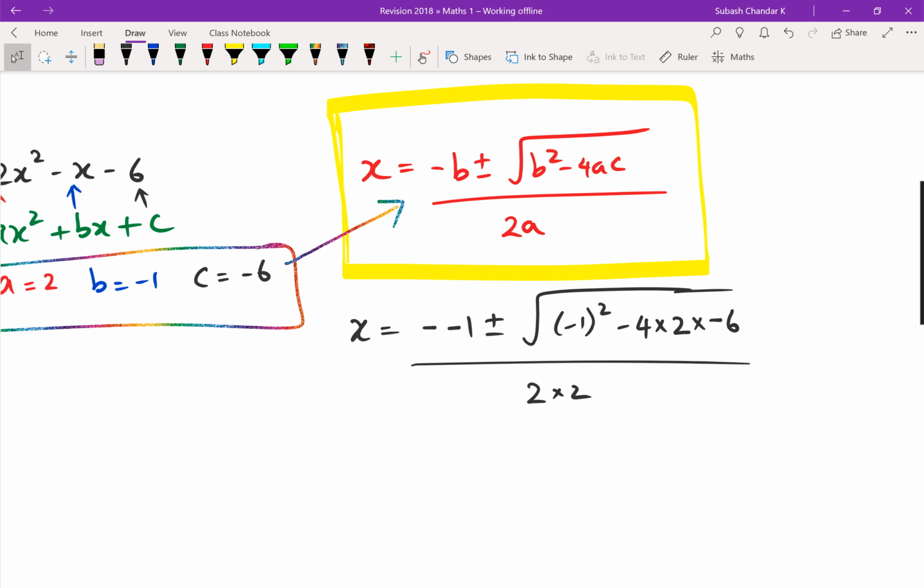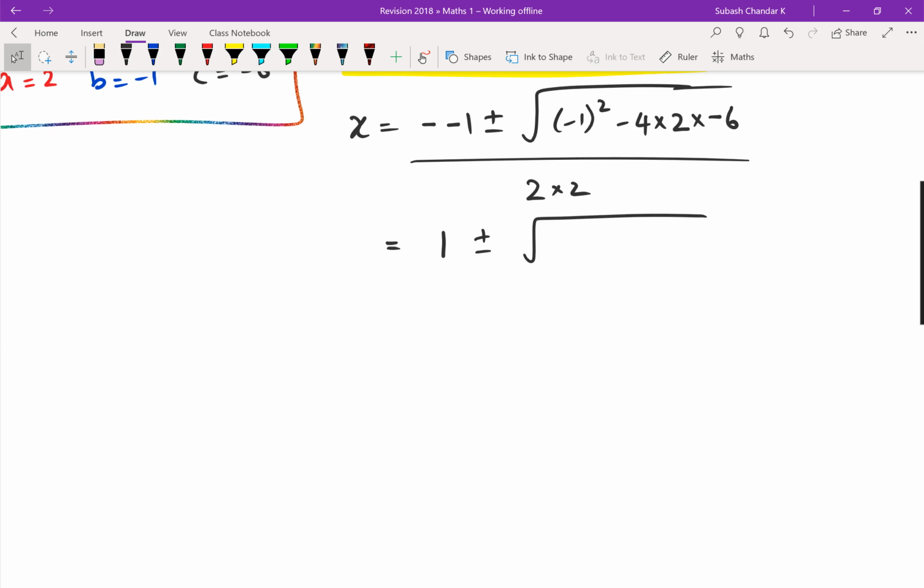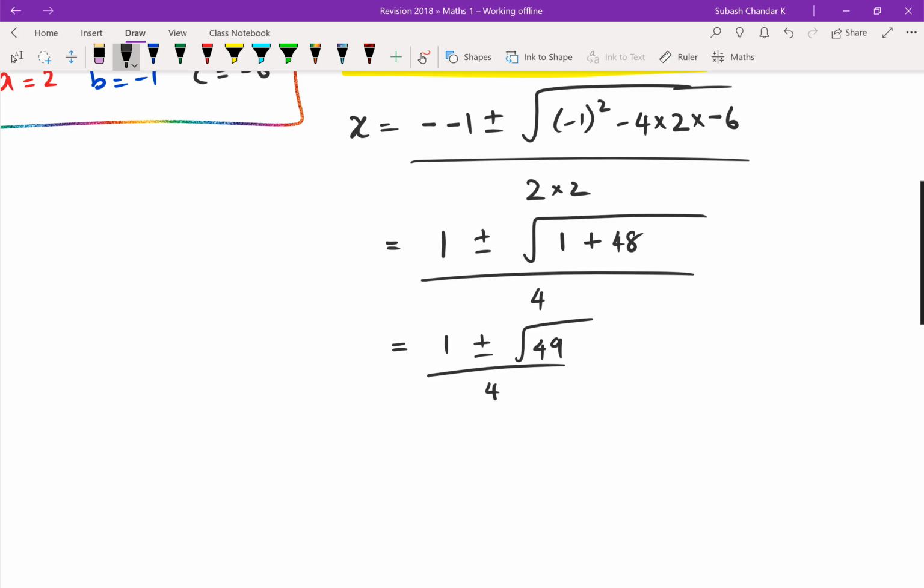Once you do that, guys, the rest of it is just straightforward, because you've got negative and negative 1, which makes plus 1, plus or minus. Negative 1 squared is 1, and then you've got negative 4 times 2 times negative 6. That is going to be plus 8 times 6, which is 48. And then 2 times 2 is 4. So what you're left with is 1 plus or minus the square root of 49 over 4.